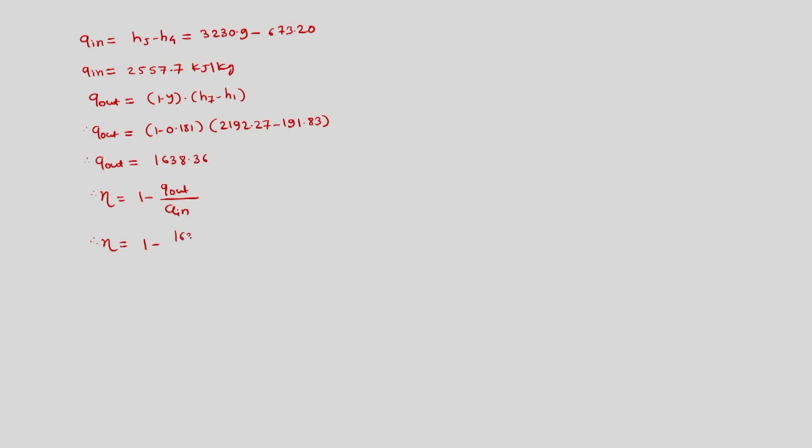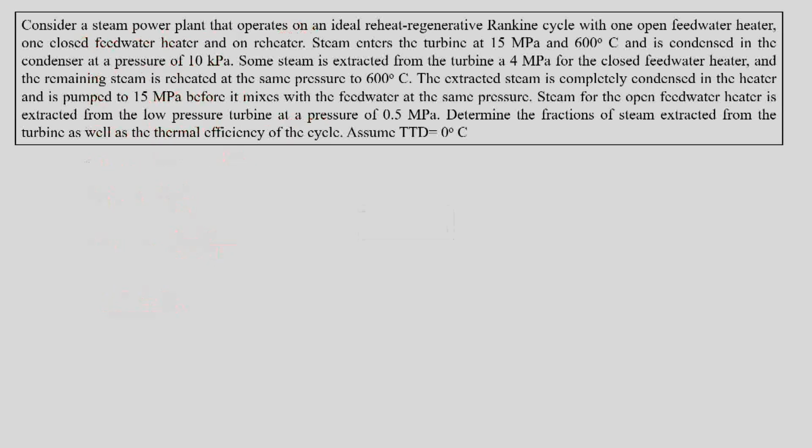So, we can say efficiency is equal to 1 minus Q out upon Q in. So, 1 minus 1638.36 kilojoule per kg divided by 2557.7. This gives us efficiency as 30.9 percent, and this has helped us in finding out the parameters which were asked, like mass fraction and efficiency of the cycle. So, we will move to the next example.